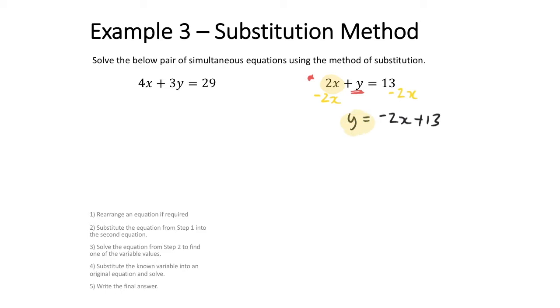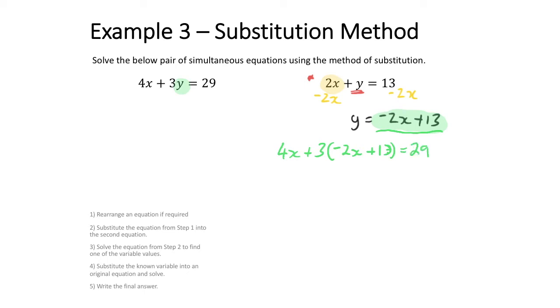So I can go ahead and substitute that new equation into the other equation from the original set of equations. To complete that substitution, I'm going to take my y value from my second equation, so negative 2x plus 13, and substitute that in for y in my other equation. So when I substitute it in, it is going to be 4x plus 3y, and instead of y, I'm going to substitute in negative 2x plus 13 in brackets, and that is going to equal 29.